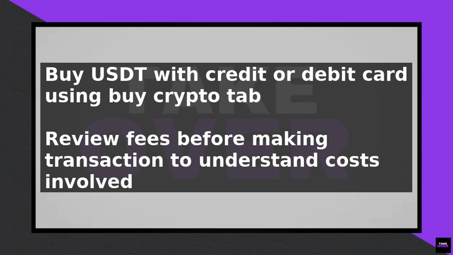In conclusion, getting USDT on Binance is a straightforward process that requires creating an account, verifying your identity, and depositing funds or using other cryptocurrencies to buy USDT. By following these steps and being aware of the fees and trading options, you can easily get USDT on Binance and start trading.